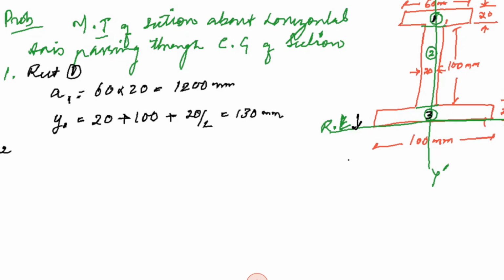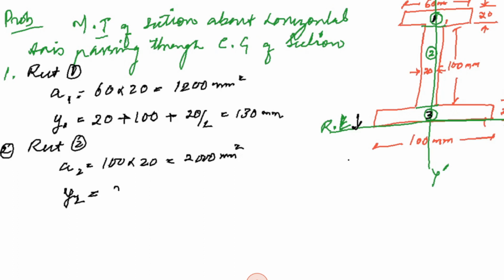And then we have rectangle 2. A2 will be 100 cross 20, which is equal to 2000 mm squared. And y2 will be equal to 20 plus the height of the web, 100, by 2. That will be equal to 70 mm.